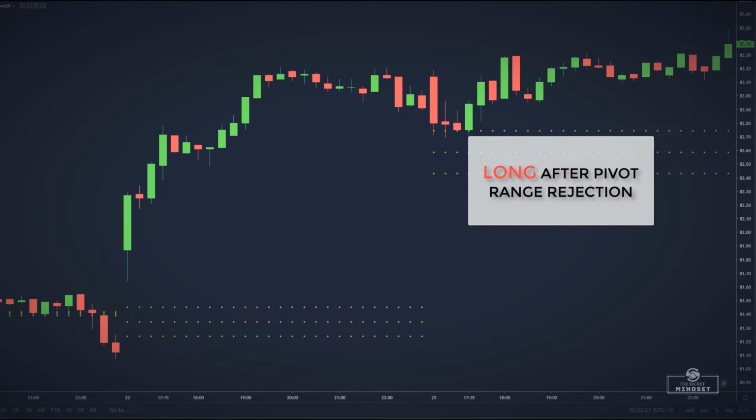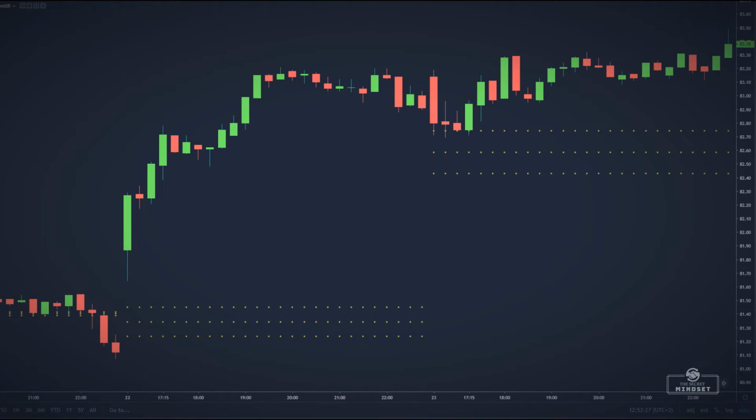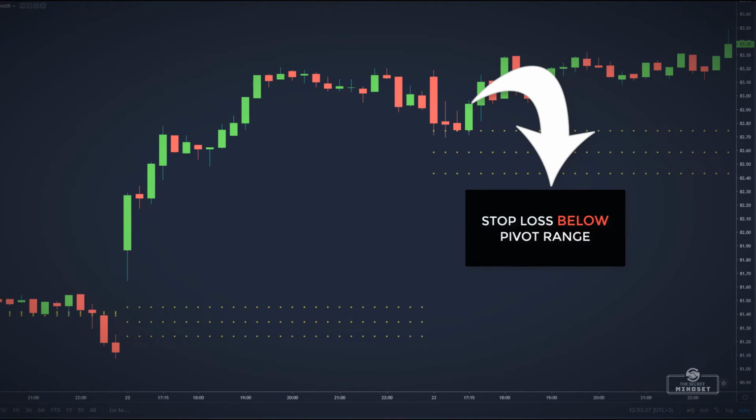Why? Because the pivot range identified support. The market traded to that support level, but it couldn't go further. As it rejected that area, the likelihood was for an upward move. As in every trade, the question you must always ask yourself is, where do I get out if I'm wrong? In this example, with a long position taken above the pivot range, your stop would be on the other side of the pivot range.